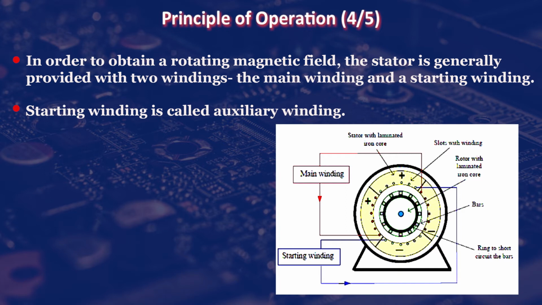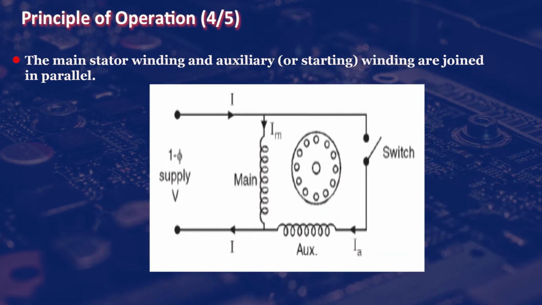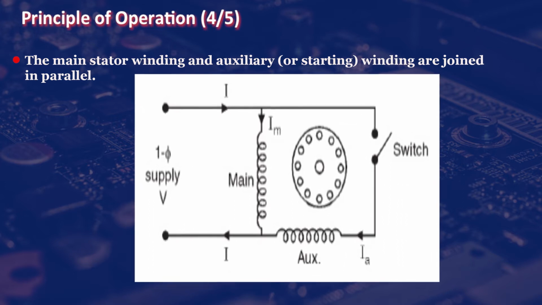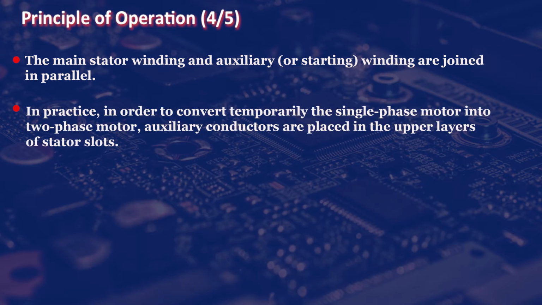Because this motor is not self starting, one more winding is provided to make it a two phase motor. Now, the 90-degree phase difference between the two windings is obtained by splitting the single phase. The combined effect of these two fields sets up more or less a rotating field. This is also shown in the figure. The main stator winding and auxiliary winding are joined in parallel. In practice, in order to temporarily convert the single phase motor into a two phase motor, these auxiliary conductors are placed in the upper layer of the stator slots.